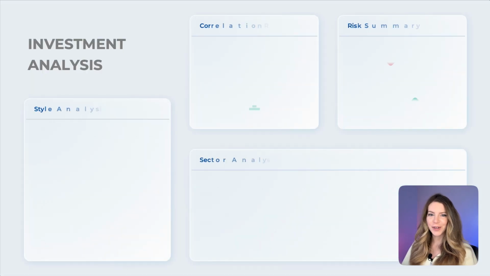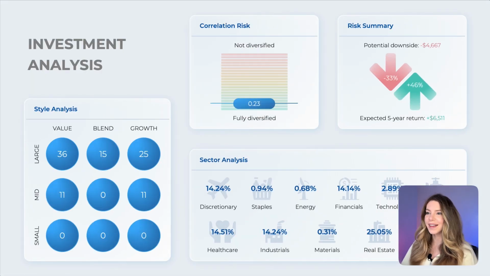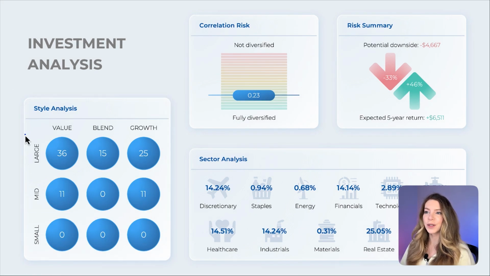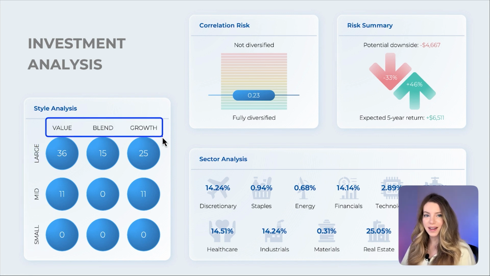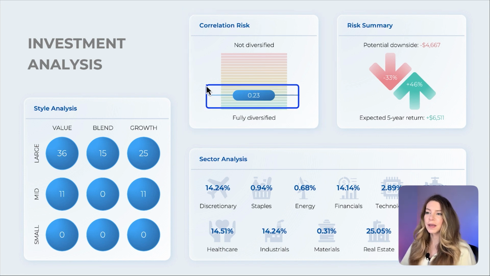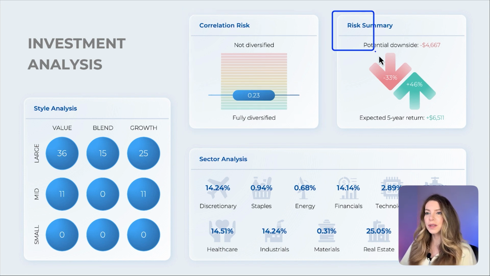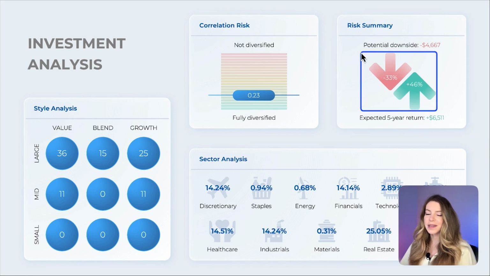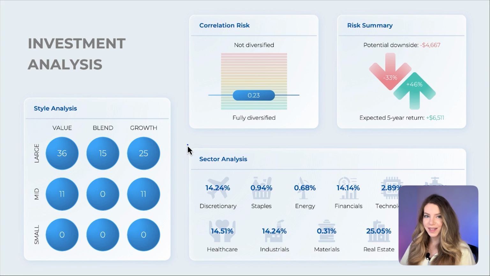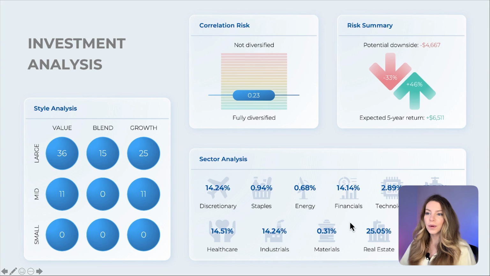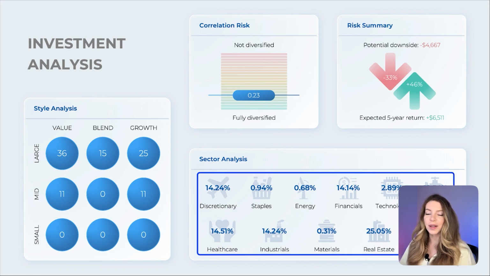When it comes to financial or investment analysis, this style analysis card arranges these bubbles into a table form and breaks down the portfolio allocation across large, mid, and small cap value, blend, and growth styles. The correlation risk card uses a vertical slider to identify diversification levels, and the risk summary widget displays potential loss and gain with these very clear and big up versus down arrows. And the sector analysis widget organizes financial investments into all of these common sectors with corresponding icons and percentage allocations.